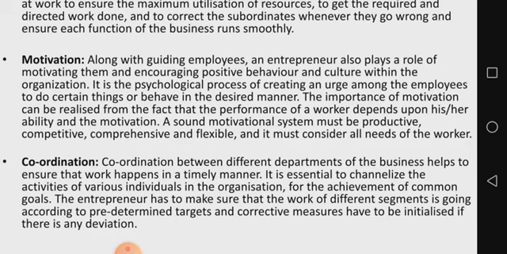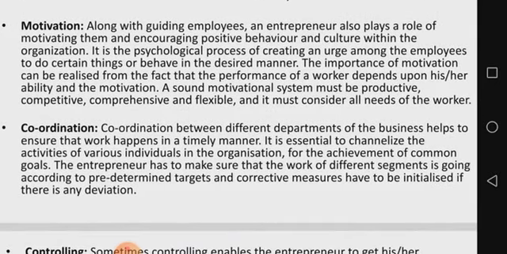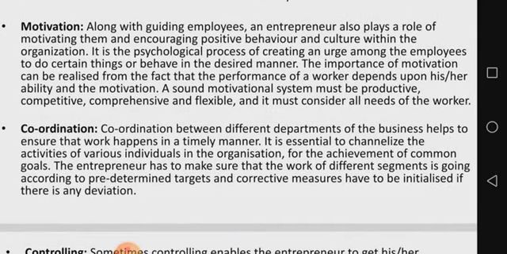So for motivation, there could be many factors. Like if a company's worker did well, the company may offer them a bonus, maybe on a festival or something like this. So motivation works for a company tremendously.